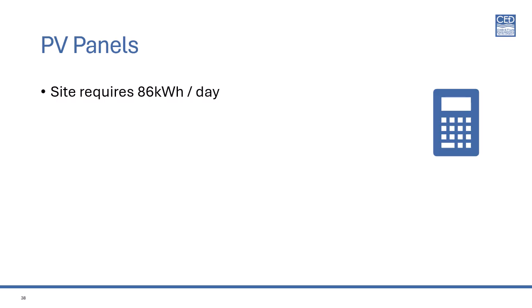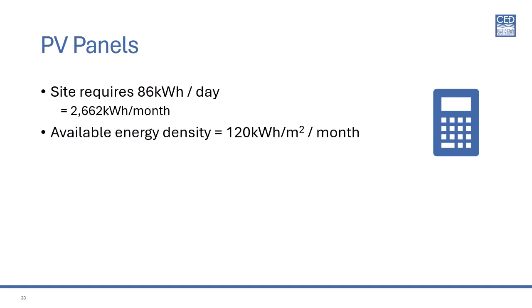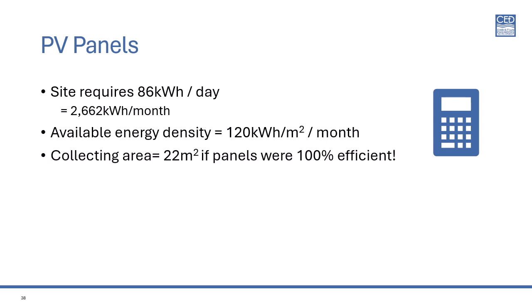As we determined earlier, the site requires 86 kilowatt hours of energy every day, which equates to 2,662 kilowatt hours per month. The available energy density is around 120 kilowatt hours per metre squared per month of solar panels, so the collection area would be around 22 square metres if they were 100% efficient, which is obviously not going to be possible. Since the panels are only 22% efficient, we actually need about 100 square metres.